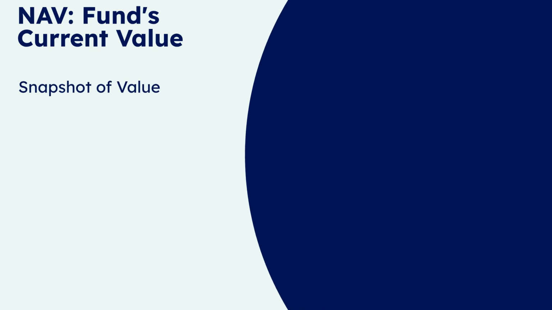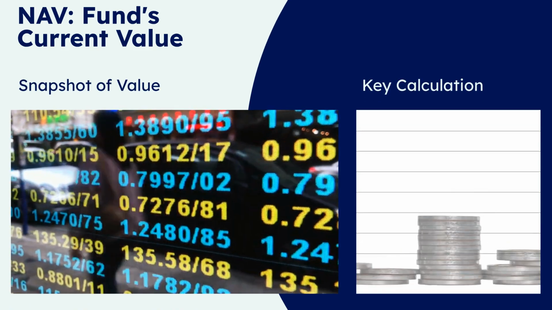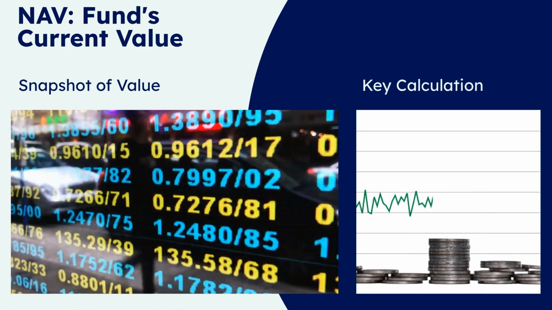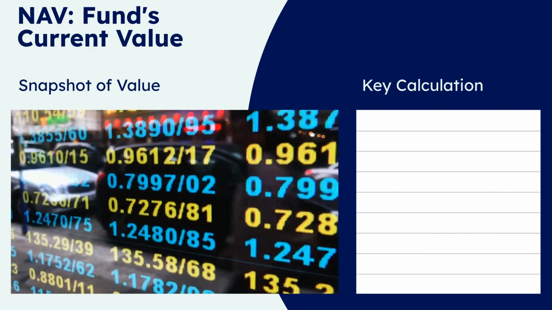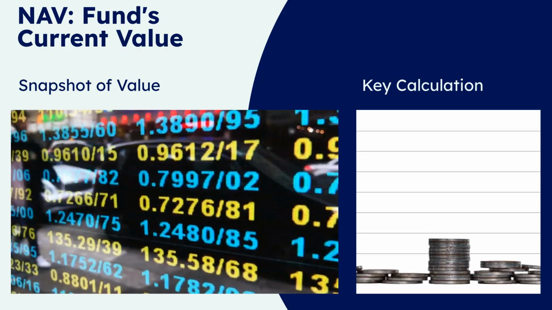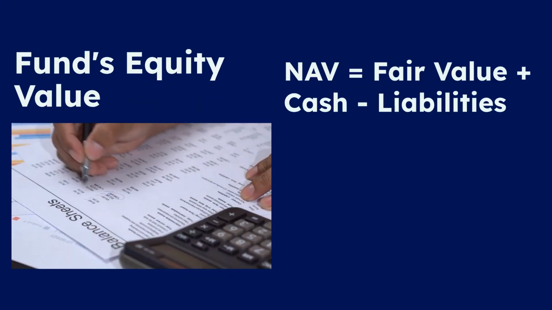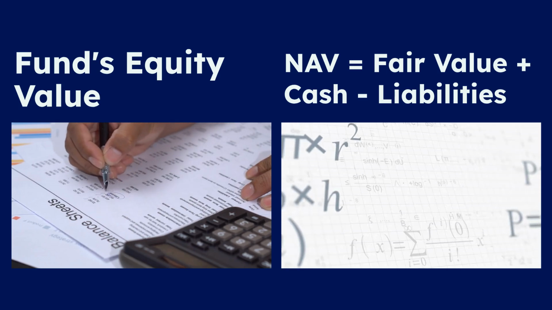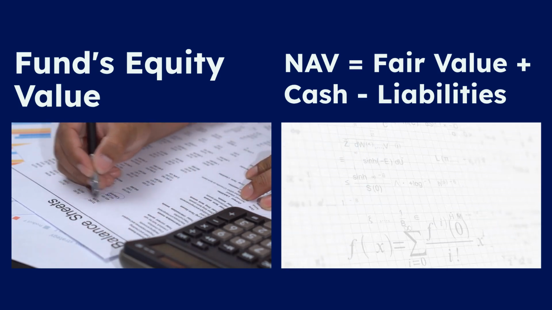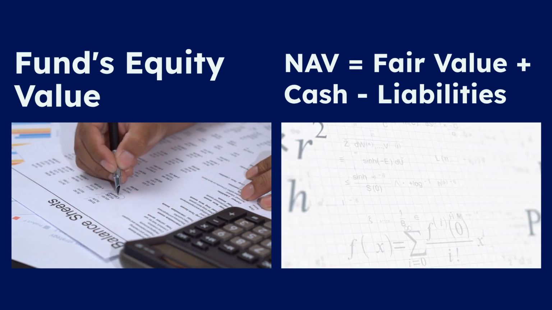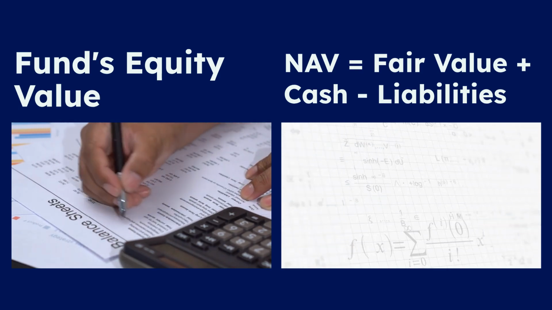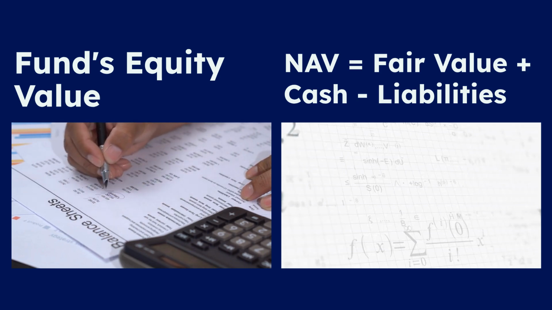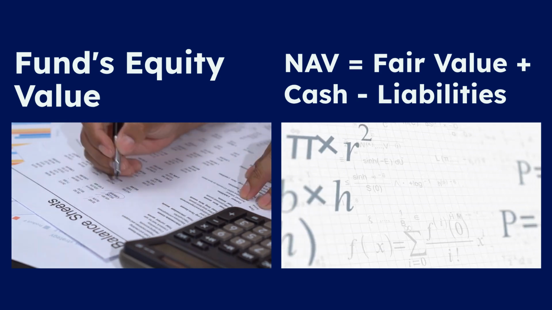Let's explore NAV in more detail. While we just defined it as a core capital concept, it's also a critical performance indicator in itself, providing a snapshot of the fund's current health. NAV represents the fund's equity value at a specific point in time. It is calculated by taking the fair value of all portfolio companies, adding any cash the fund holds, and then subtracting any outstanding liabilities. This gives you the net value attributable to the limited partners.